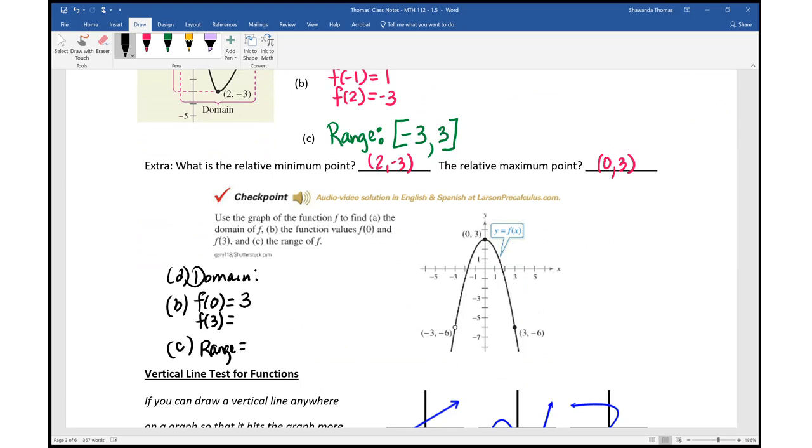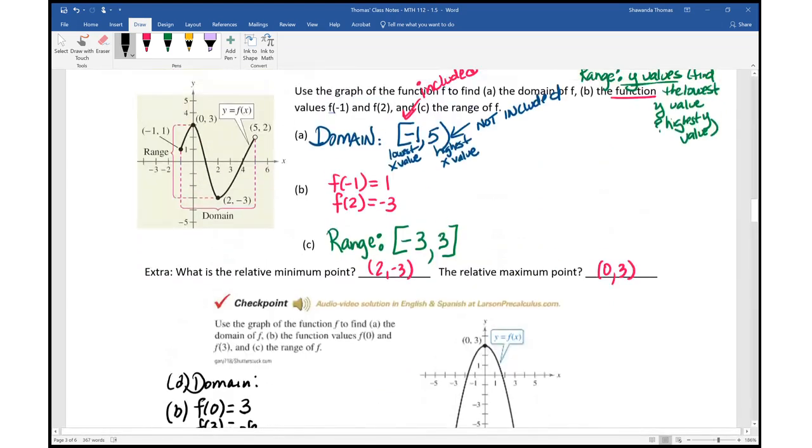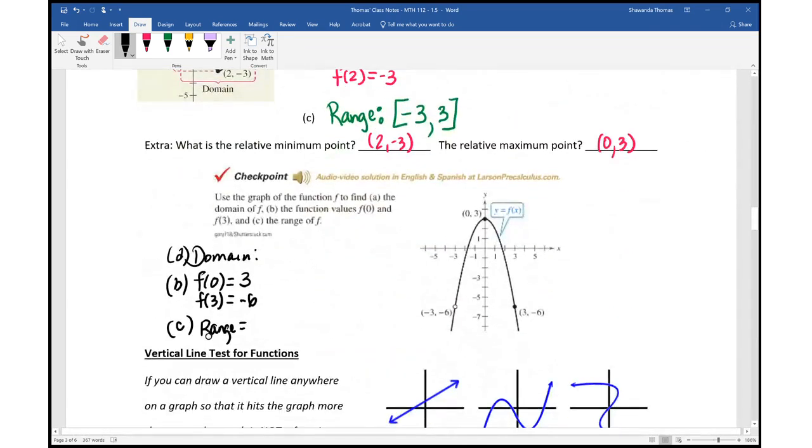What about f of 3? Go to the right, 3. Go down, meet the graph. When x is 3, y is -6. Now let's talk about the domain. The domain again involves the x values. What is the lowest x value on this graph? Well, don't forget, we are looking from left to right.